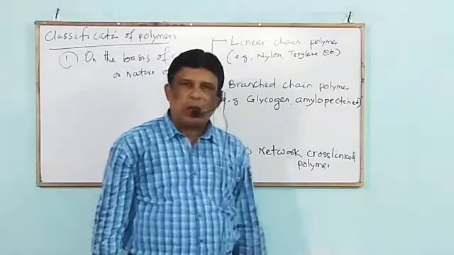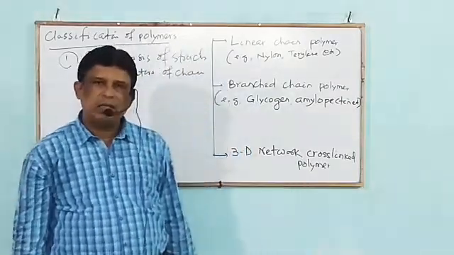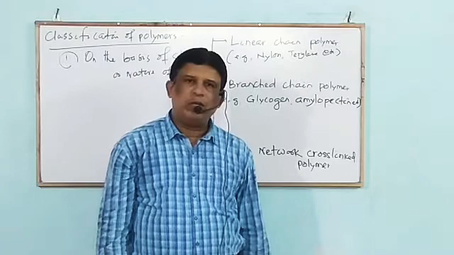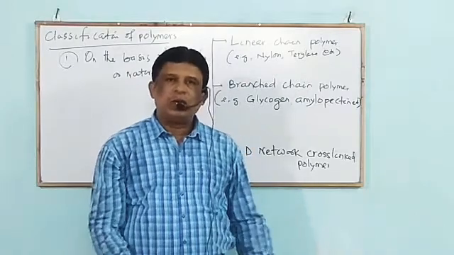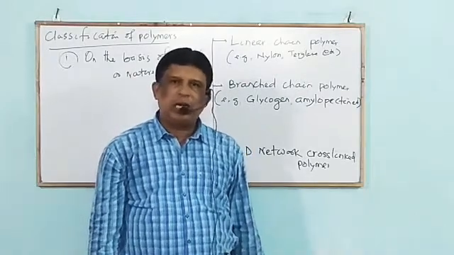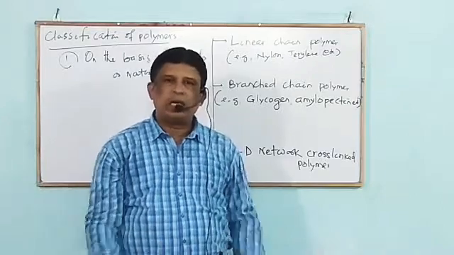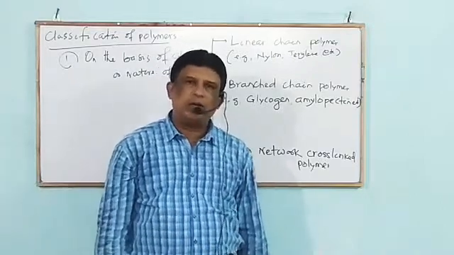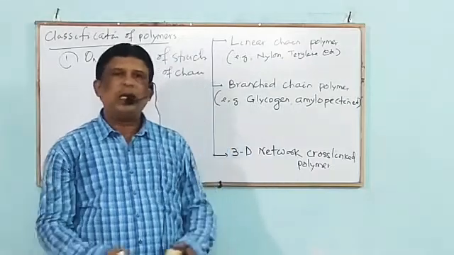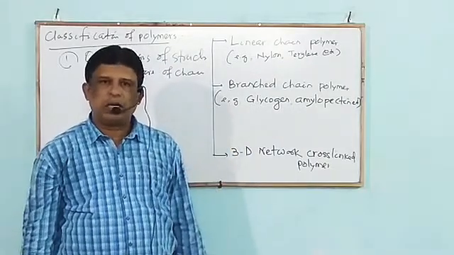Next one is three-dimensional network cross-linked polymer. That means the polymer is formed in which the monomers are joined linearly in such a way that along with the linear main chain, they form a three-dimensional network cross-linked polymer. That's why they have the strongest intermolecular forces of attraction.